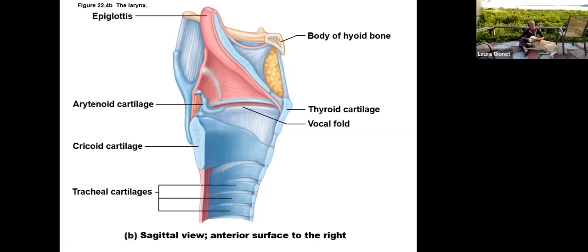So the anterior aspect is over to the right. You can see the hyoid bone and the thick part of the thyroid cartilage. And to the back, do you see how broad that cricoid cartilage is? So just don't confuse your thyroid cartilage with your cricoid cartilage, that's all. And then we can see these cartilage rings in the trachea.